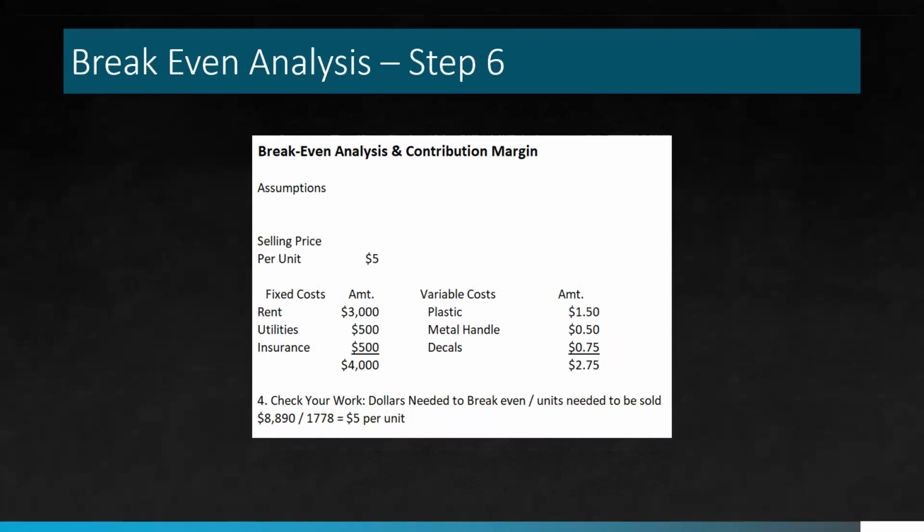So if you want to check your work, take the dollars needed to break even, which was $8,890, and divide that by the units that need to be sold, 1,778, which equals $5 per unit.